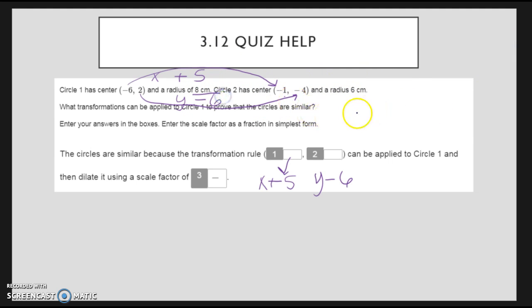The original size had a radius of 8 centimeters. The new one has 6, so just like you do for any normal scale factor, you do new divided by old for the radius. The new one is 6, the old one was 8, so 6 over 8, which simplifies to 3 over 4. That's our scale factor. So you're just translating it to the right 5 and down 6, and then dilating it using that scale factor of 3/4 to get the radius from 8 to 6.